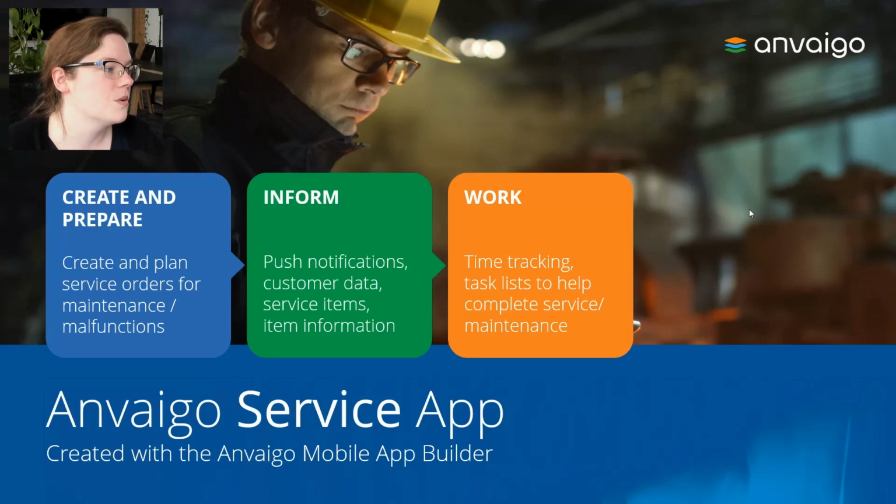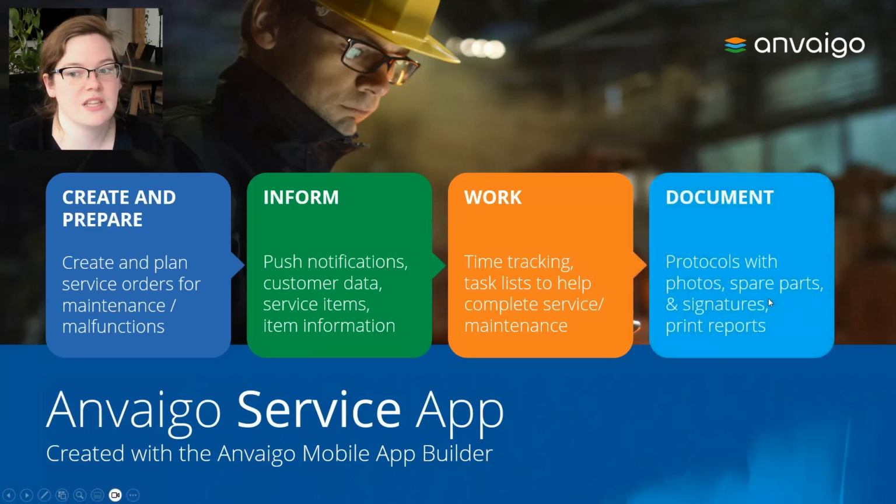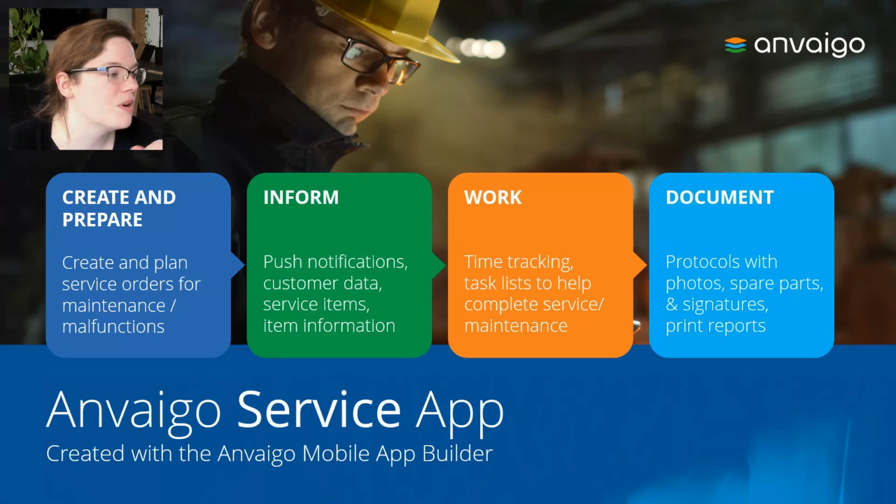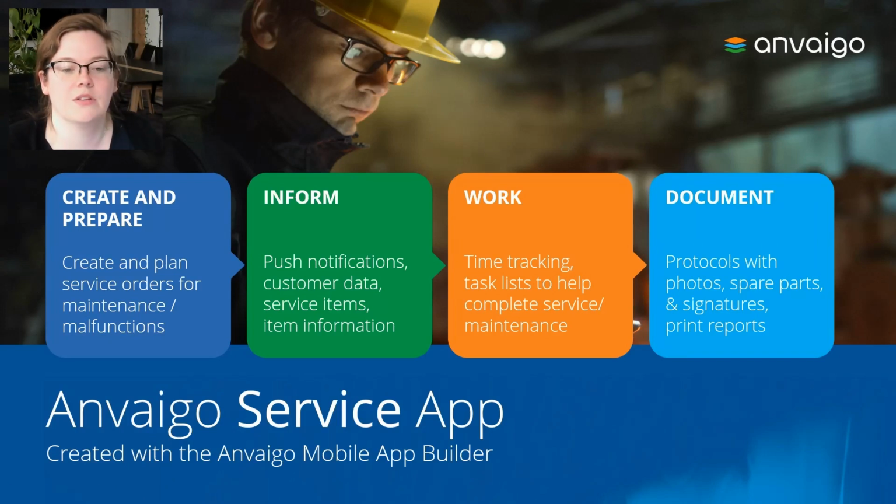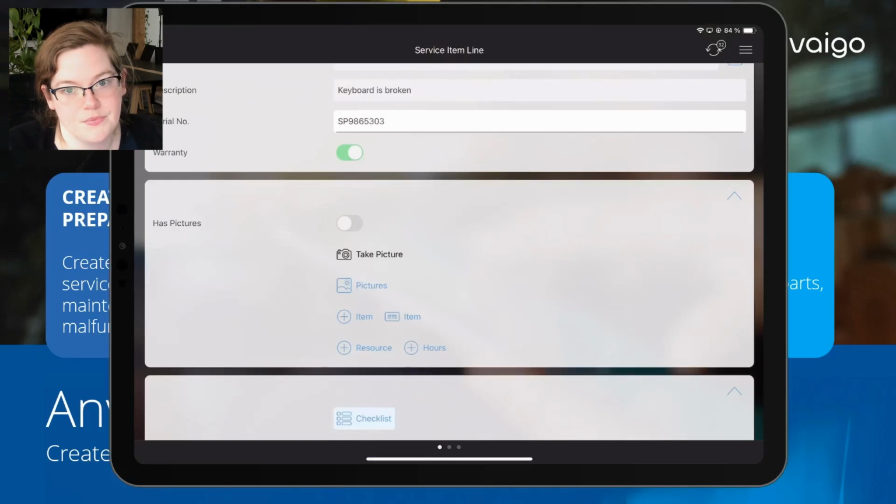Now that we've already completed all of our work on site for our service order with our technician, the final step in our process to make sure everything is done is we're actually going to document all of the work that we've done. We've got some protocols, print a report, and then I can push everything back to my Dynamics and proceed on to my next service. But let's take a look at what that'll look like on our device.